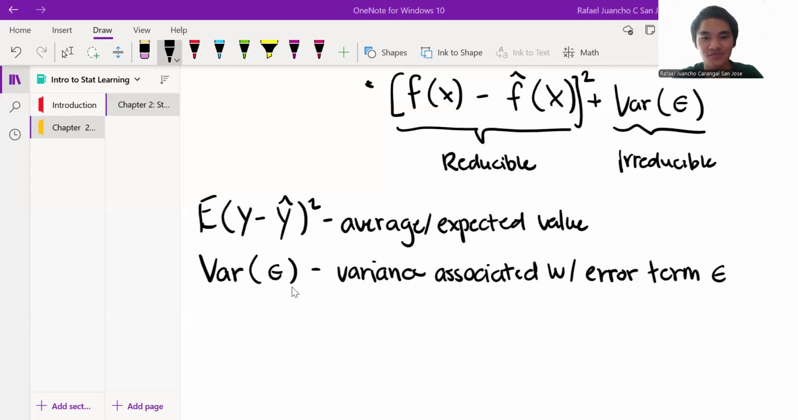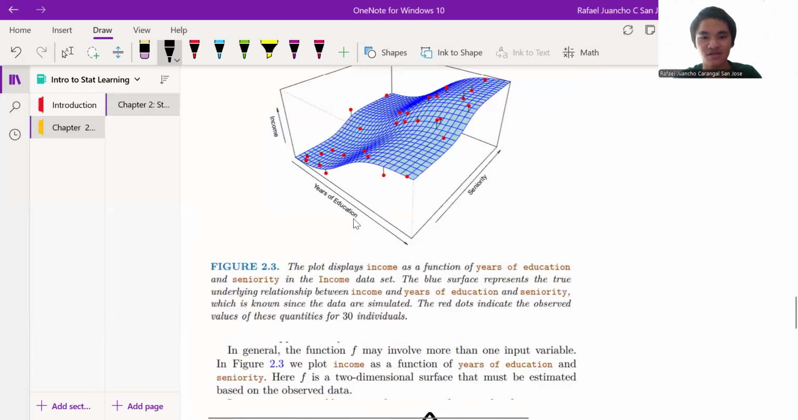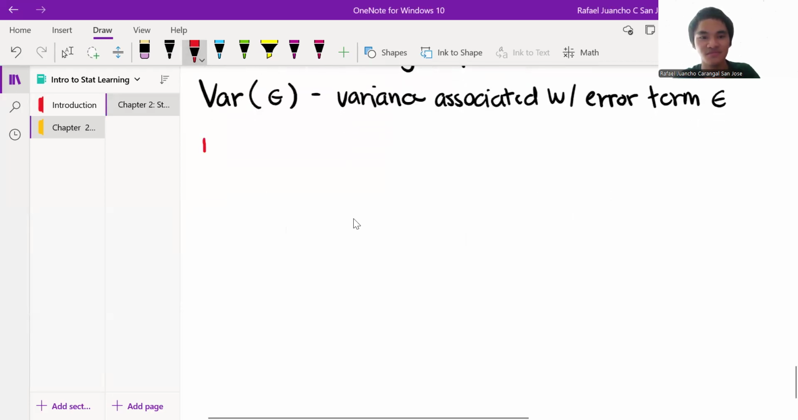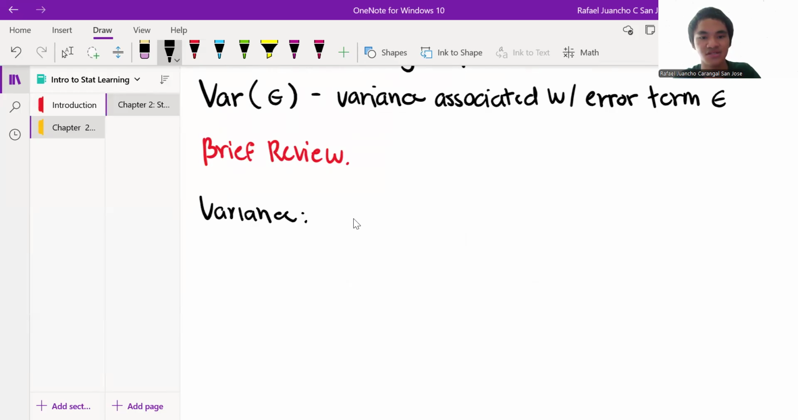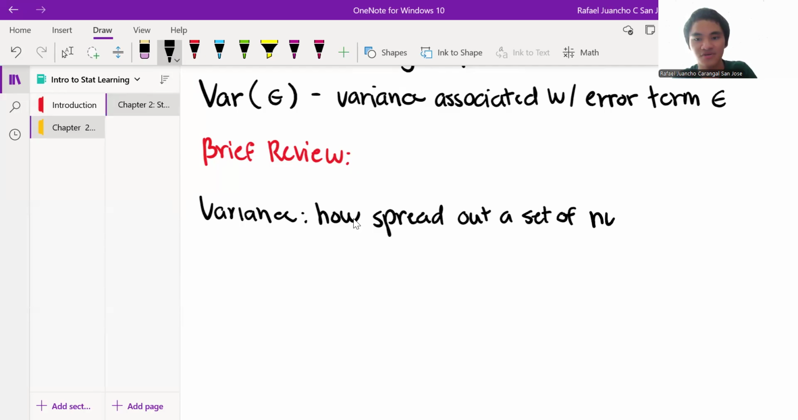Okay, so once I encounter stuff like this, maybe I'll do a brief review. So a brief review. When we say variance in statistics, variance means how spread out a set of numbers or quantitative data are. How spread out is the data around its average?